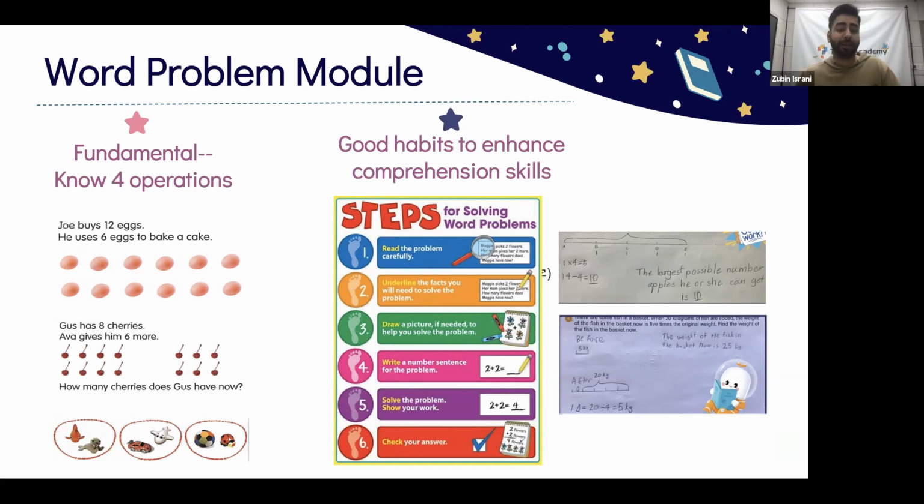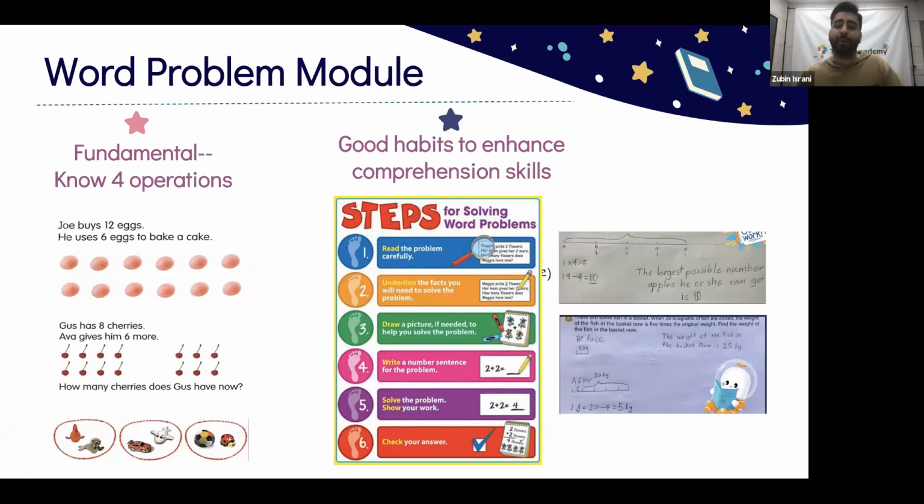So if you think that is a problem, it is easy to identify because it's basic operations and it needs to be solved first. This is the fundamental, right? This needs to be done in a strong and efficient manner first. Then you go on to your good habits to enhance your comprehension skills. So you have to read the problem carefully, underline the facts that you see are key, draw a picture.